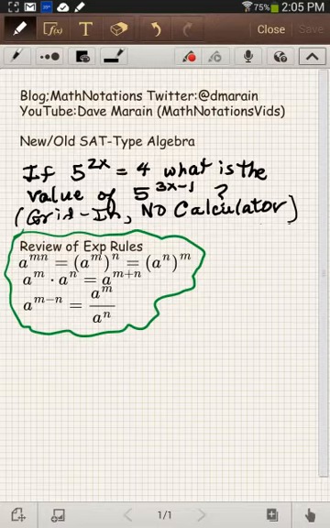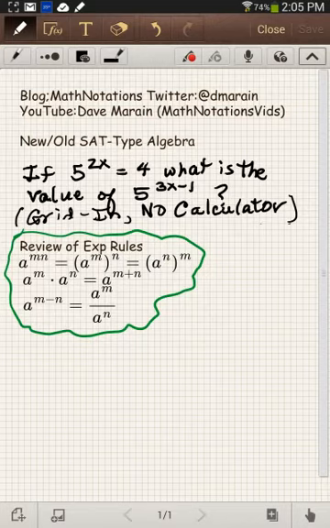New/old SAT type, certain types of algebra questions probably will not go away. This is more skill-based, applying exponent rules, and the level of difficulty is fairly high. If 5 to the 2x equals 4, what is the value of 5 raised to the 3x minus 1?